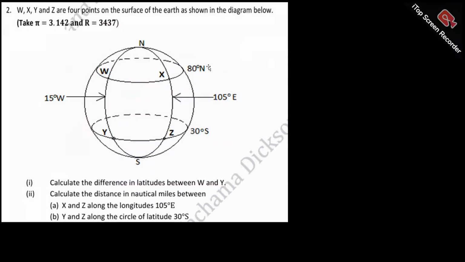This is the simple question that we have. So whenever you see a question in math, don't be scared.